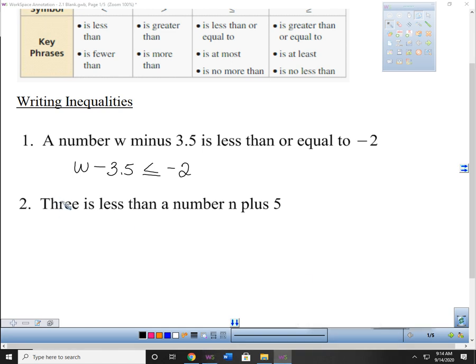Okay. Then 3 is less than a number n plus 5. So when you say 3 is, usually it's an equal sign. So 3 is, oh wait, no, is less than. We don't have equal signs. These are inequalities. Duh. All right, is less than, so less than a number n plus 5. But that's a good lesson for when we do have equal signs. Is usually equal. So is less than would mean you have some kind of symbol right there. Okay.